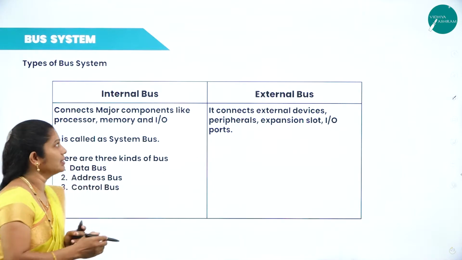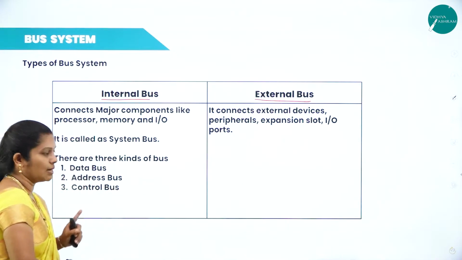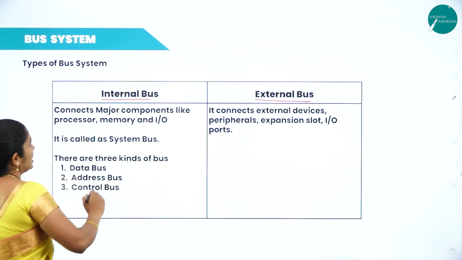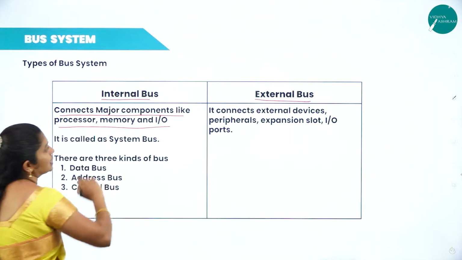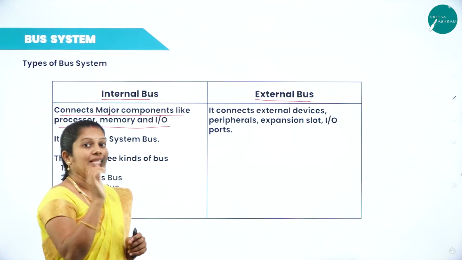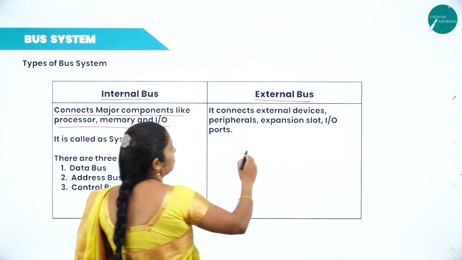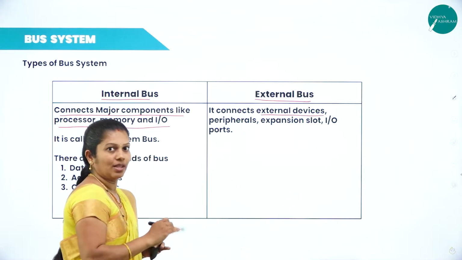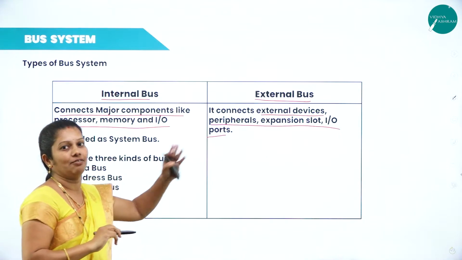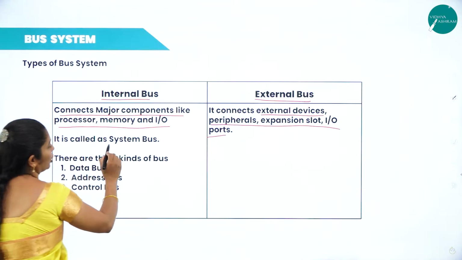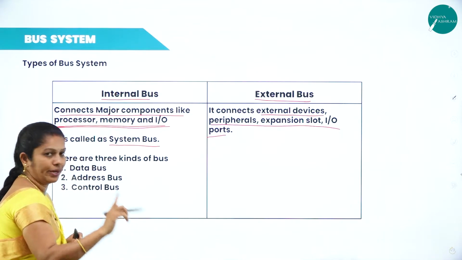Next, when we come to types of bus, there are two types. One is internal bus and one more is external bus. Internal bus connects the major components like processor, memory as well as input-output. But the external bus connects external devices, additional devices, peripherals, expansion slots as well as input-output ports. Here it will transfer the data. Internal bus is also called system bus because it transfers all the data in between the processor, memory as well as input-output ports.